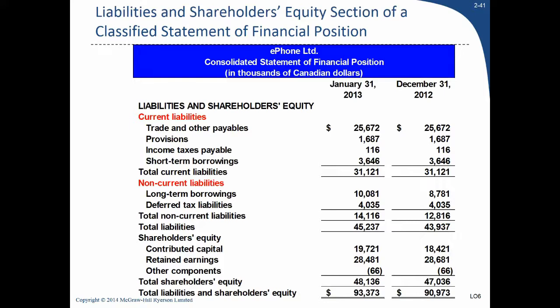The liability side of the statement of financial position follows the same logic. Current comes first, then non-current, ranked in terms of when we expect to pay it. We expect to pay these first, and then provisions, and then our income taxes, and then our short-term borrowings.